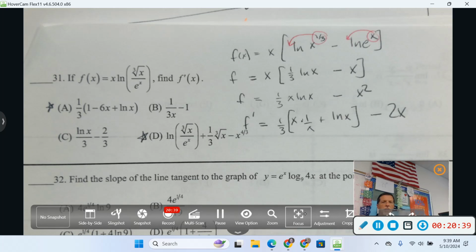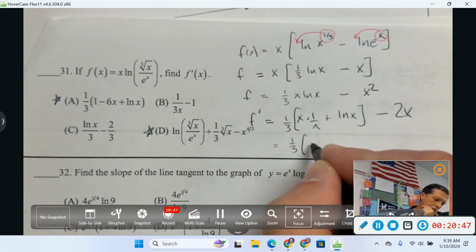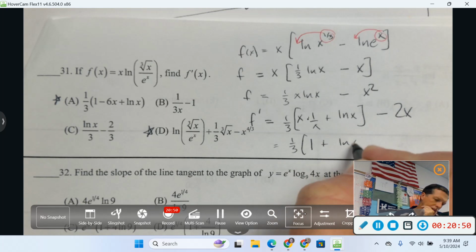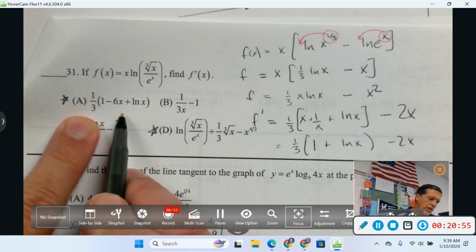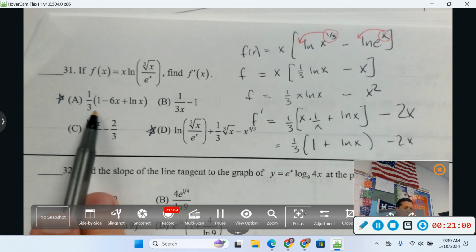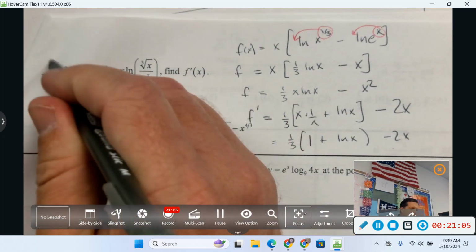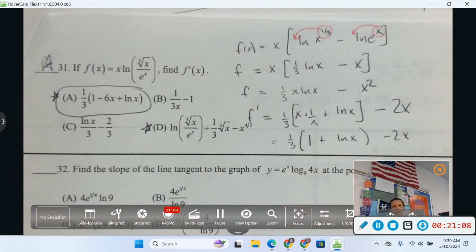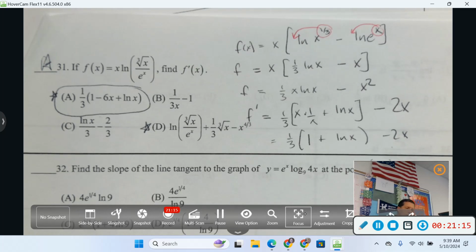So do any of those match up? Let's see. So 1/3 times 1 plus ln x minus 2x. Oh, it's a little bit weird, but it's answer A, right? Because if I distributed the 1/3 to the 6, that's where the 2 would come from. So our format looks a little different than theirs, but it's answer A. Which again, fit the pattern of, when in doubt, pick the longest one and hope for the best.